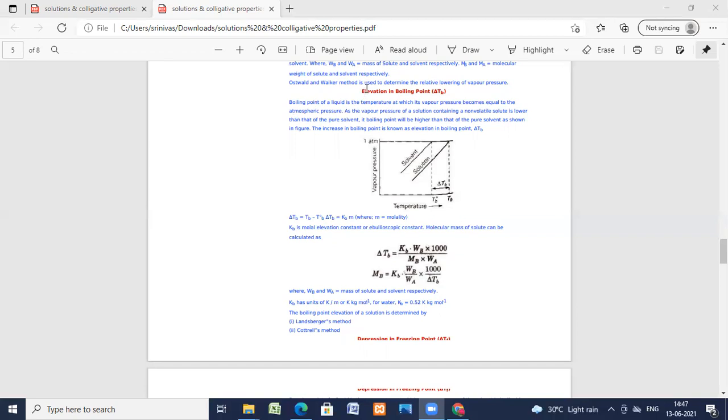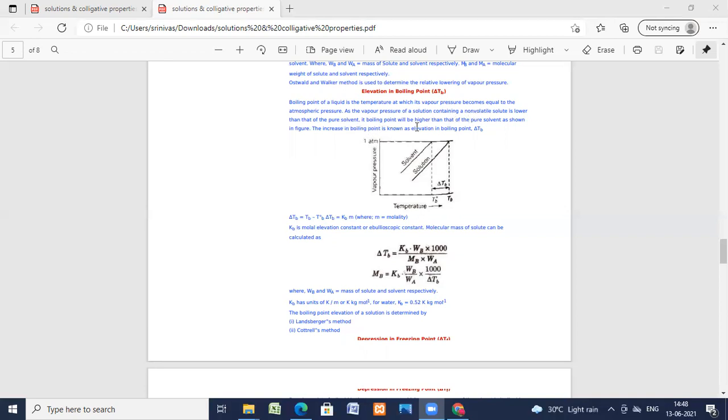A boiling point of a liquid is the temperature at which vapor pressure is equal to atmospheric pressure, as you all know. Now, what is elevation in boiling temperature? You take a solution having a non-volatile solute. The vapor pressure of the solution containing non-volatile solute is lower than that of the pure solvent. For example, water boils at 100 degrees; when you add a non-volatile solute, it will take nearly 105 degrees. Vapor pressure will be lower, so boiling will be higher than that of the pure solvent.